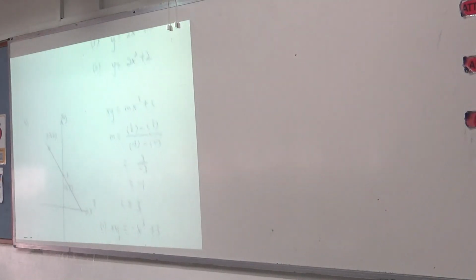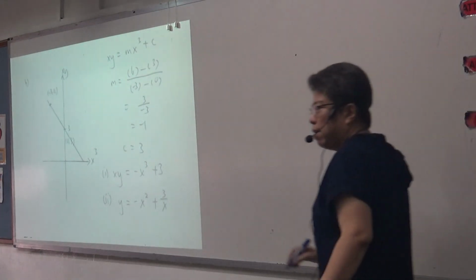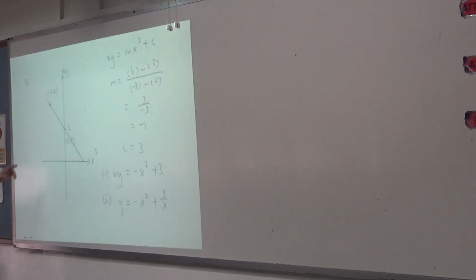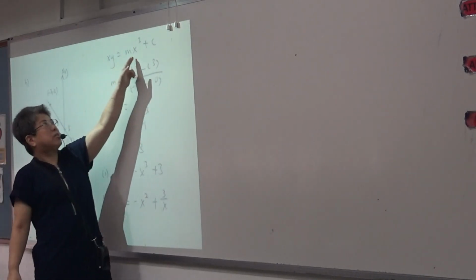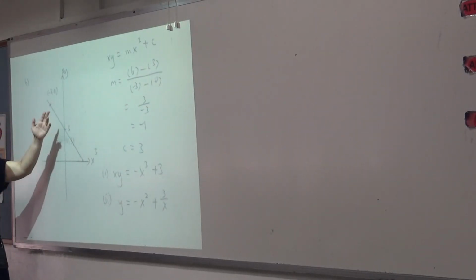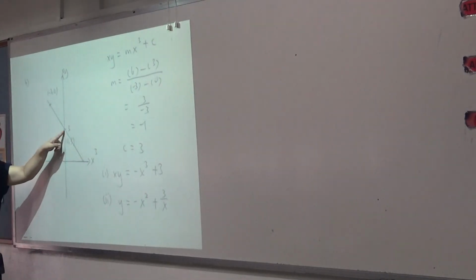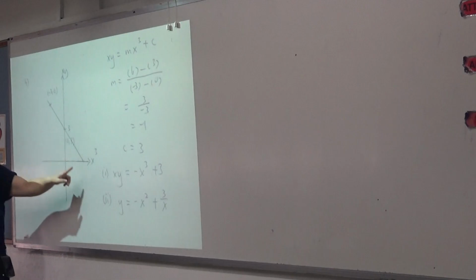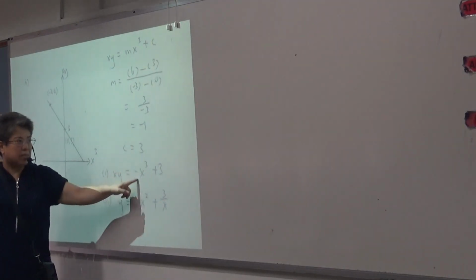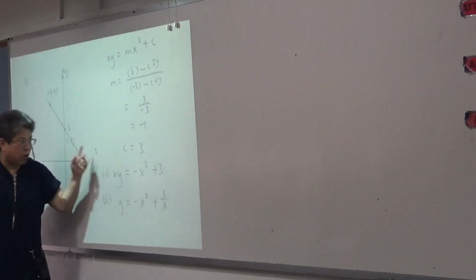Now part B gives you this graph. Everybody look up, please. I have xy against x cubed. That means xy equals to mx cubed plus c. I find m, the same thing. I find the gradient. What's my gradient? Negative 1. What's my y-intercept? 3. So I will have xy equals to negative x cubed plus 3, right? Because it's negative 1. Now, this is the original one.